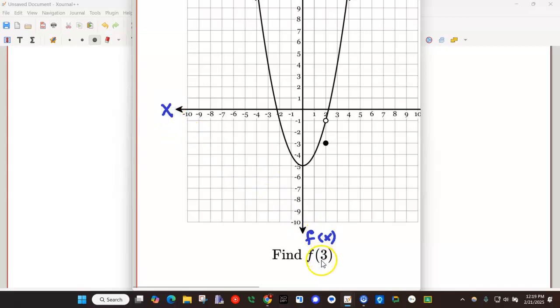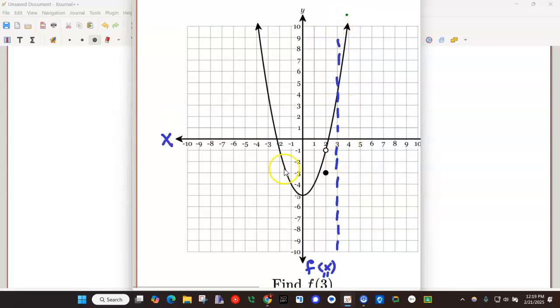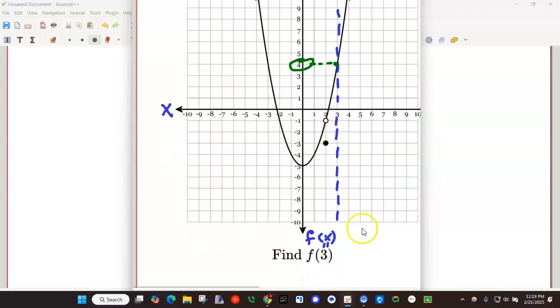And what happens when x is equal to 3? That's right here. X is equal to 3. All these coordinates have an x-coordinate of 3, right? So we want to know exactly what's happening right here. And where does it intersect with the other graph? And then we can see right here, it intersects at this point, which is at 4. Okay, so f of 3 just equals 4.